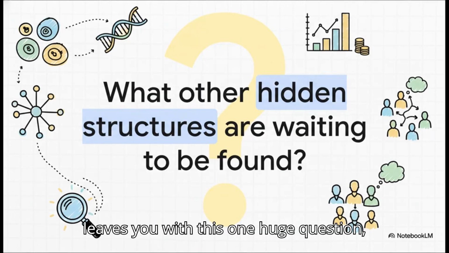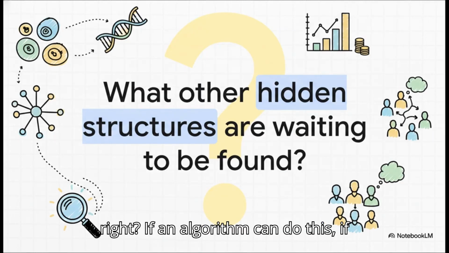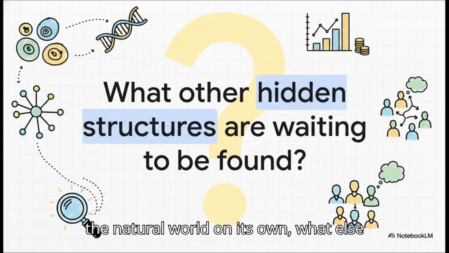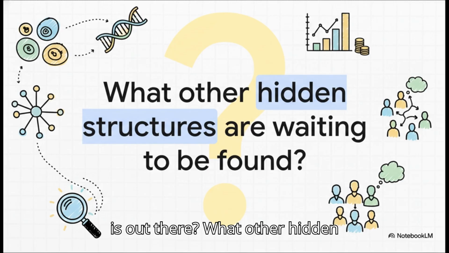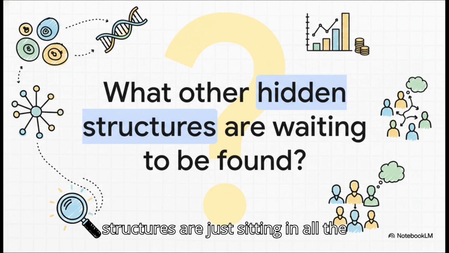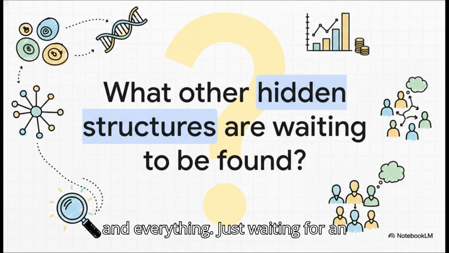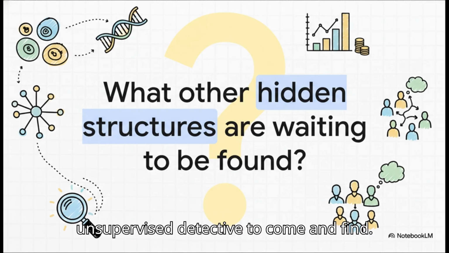And that just leaves you with this one huge question, right? If an algorithm can do this, if it can literally rediscover a piece of the natural world on its own, what else is out there? What other hidden structures are just sitting in all the data around us, in finance, in medicine, in everything, just waiting for an unsupervised detective to come and find?